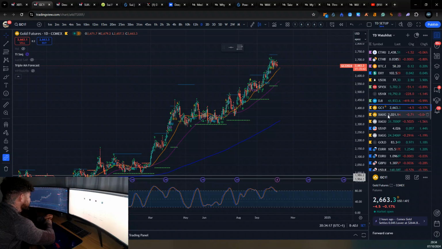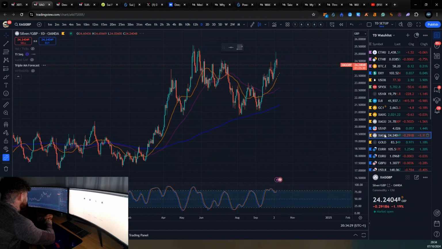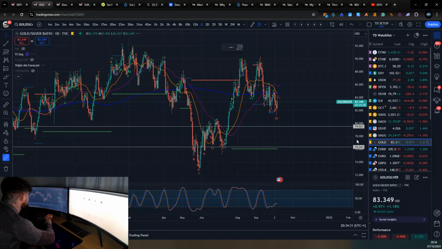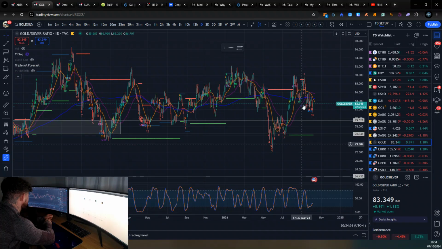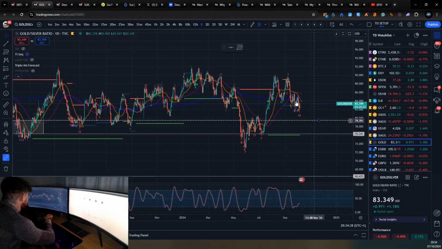If we actually want to look at the gold silver ratio, if I can find where it is on here, I know it's one of these here. Yeah, here we go. No, it's not that one. Is this it? This is it. Yeah, gold silver ratio. You can see this is looking like it wants to try and make a move down.